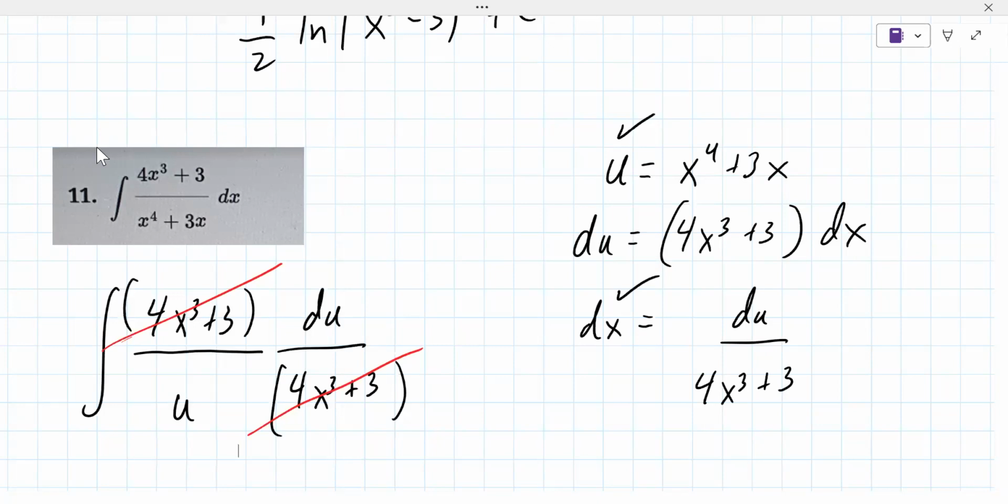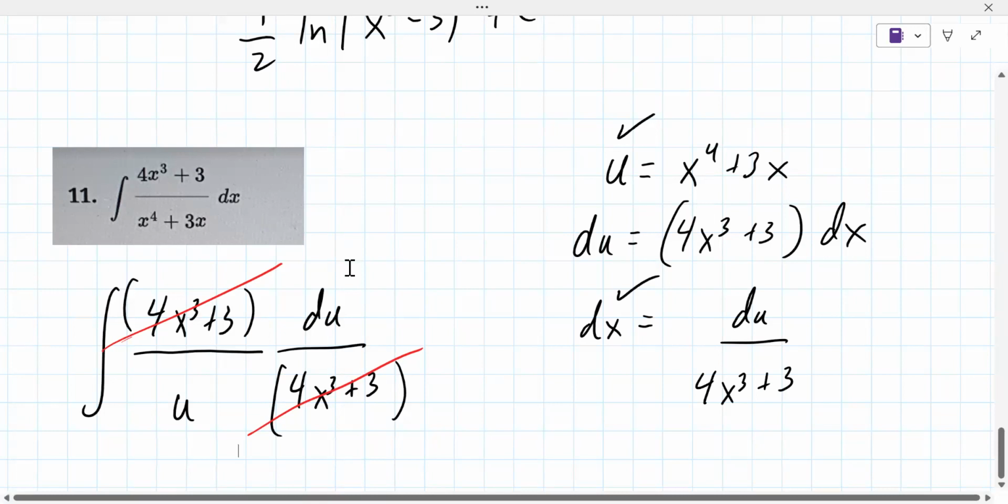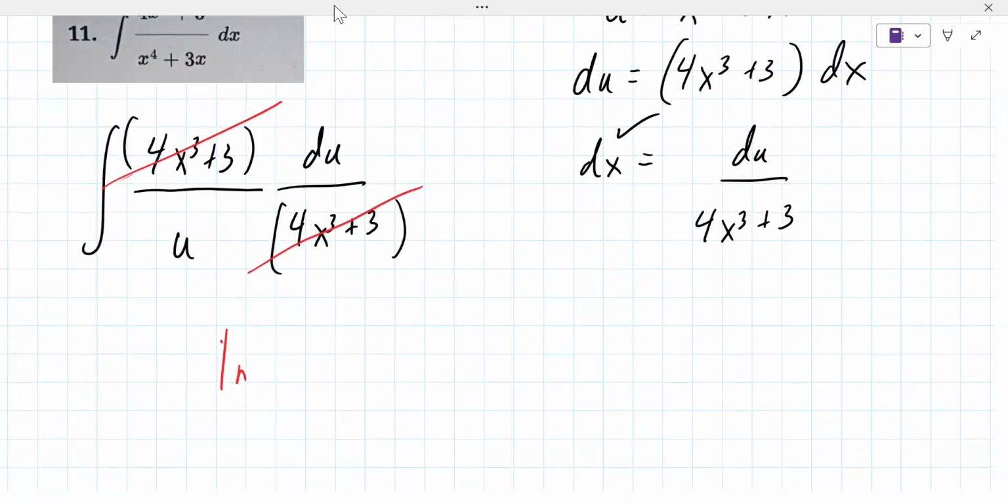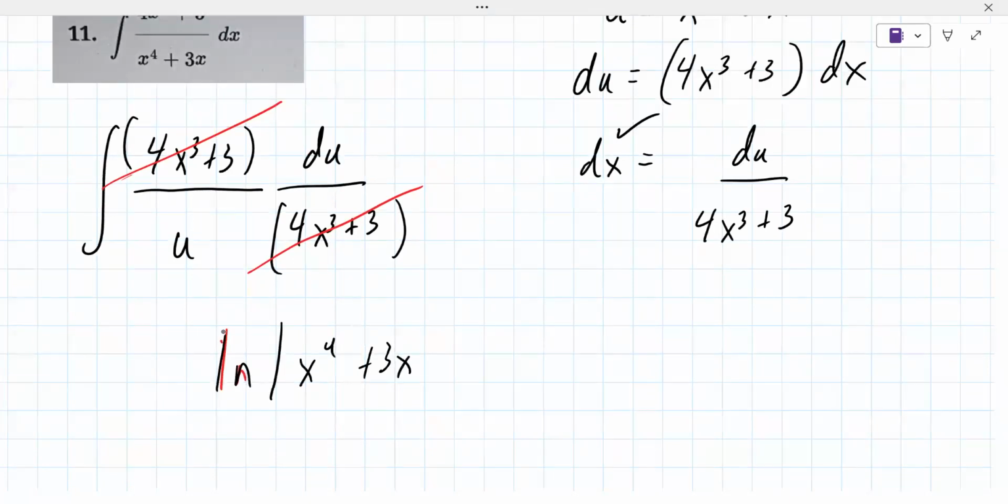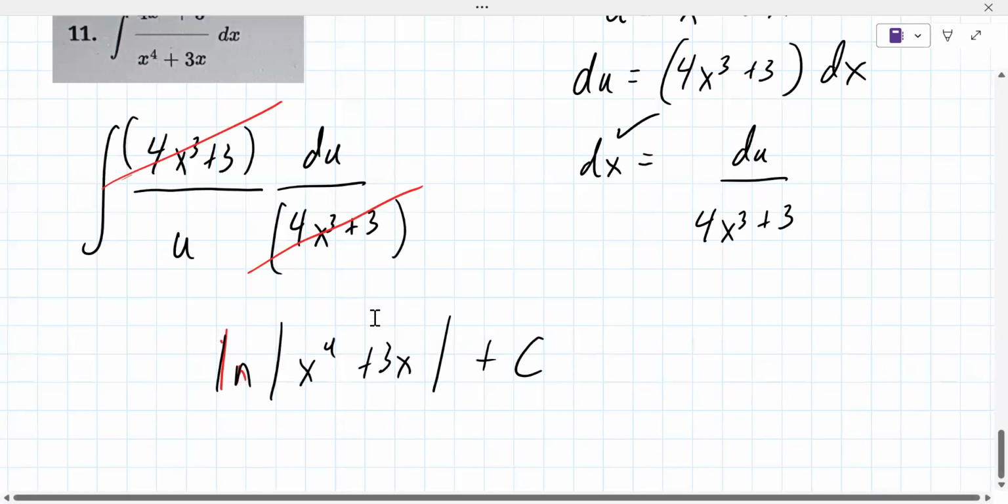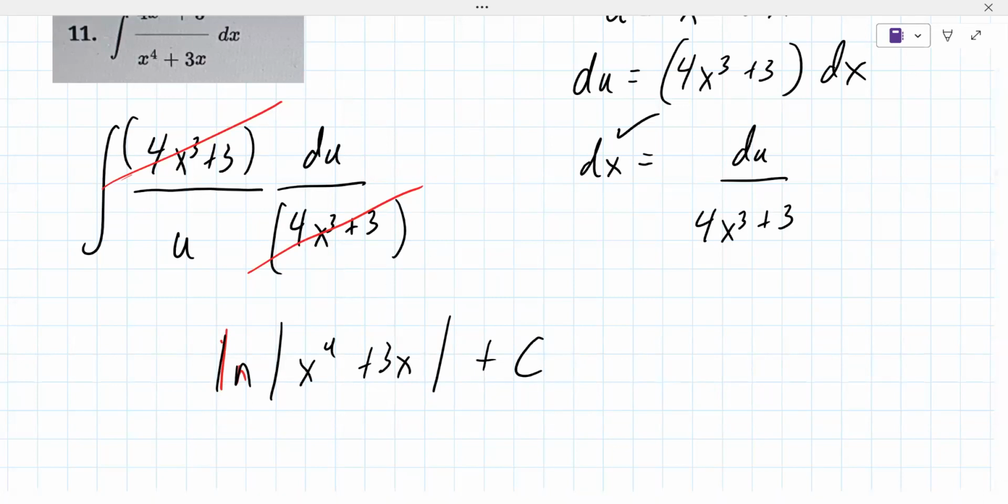The natural log of absolute value of x to the fourth plus 3x plus c. Very good. Okay, so we should look at a problem like 13 or 14. Actually, I'll do 14. Maybe I'll have you do 13.